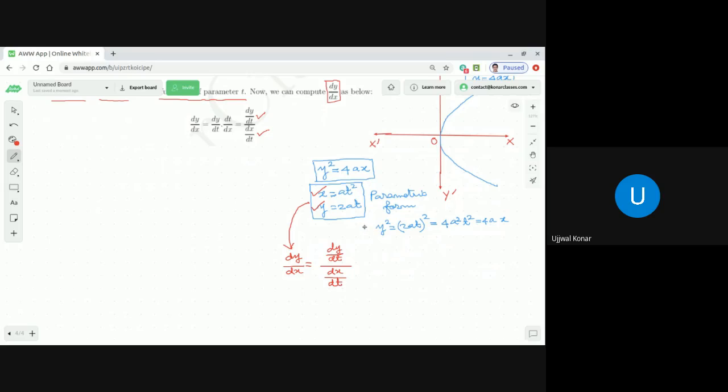Now what is dy/dt? Let's find dy/dt. If y is equal to 2at, that implies dy/dt is equal to d/dt of 2at. Correct or not? But 2a is a constant, as I said. A is a constant, I said, and obviously 2 is also a constant. So 2a is a constant. So we can take 2a out. d/dt of t. d/dt of t is what? Who can say? Mohar, what is d/dt of t?